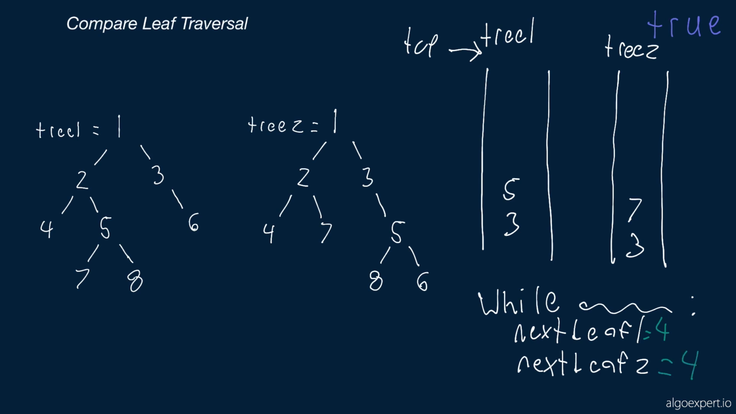All right, so now we see that both of these leaf nodes are the same, which means the first leaf node in the leaf traversal of both of these trees is the same. That is good. We can continue looking at the rest of the leaf nodes. So we erase this now.